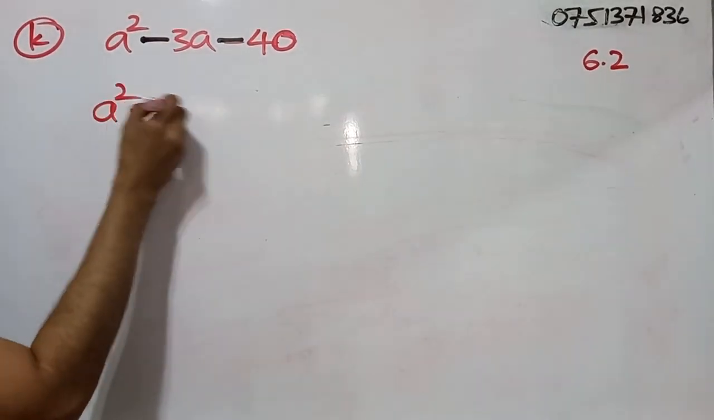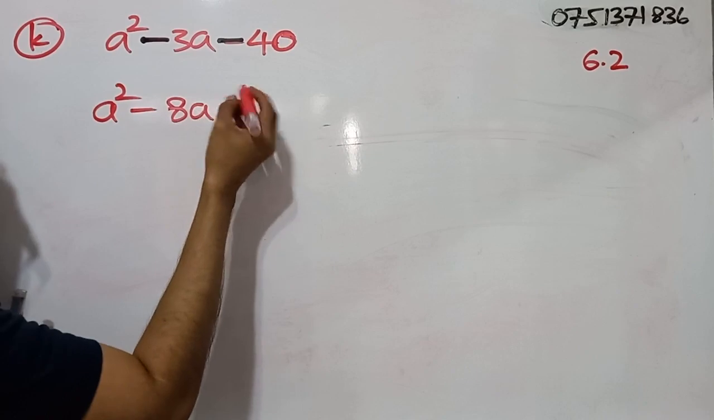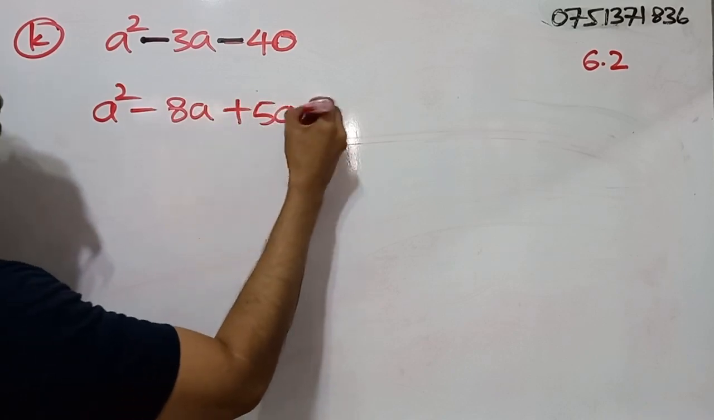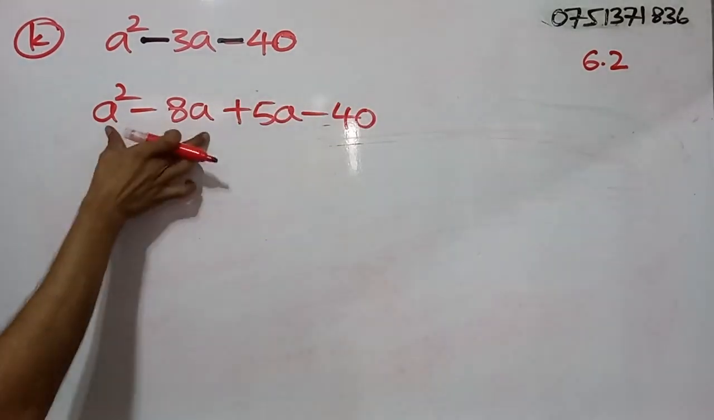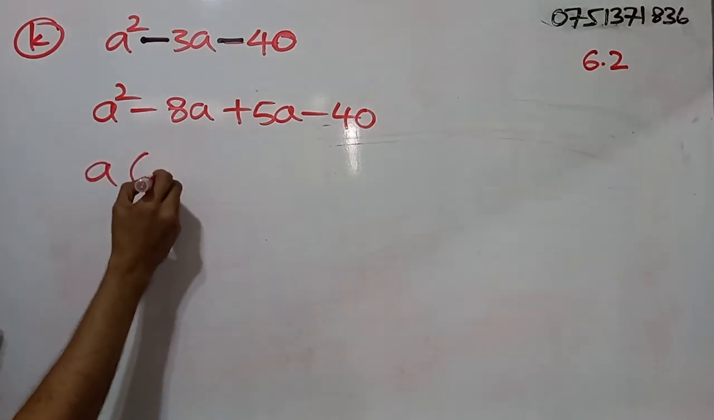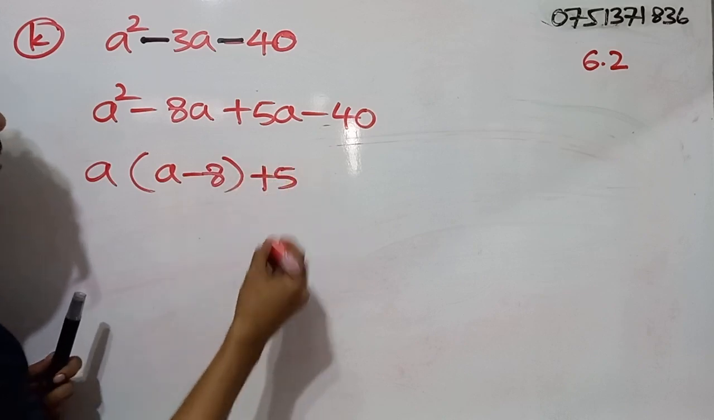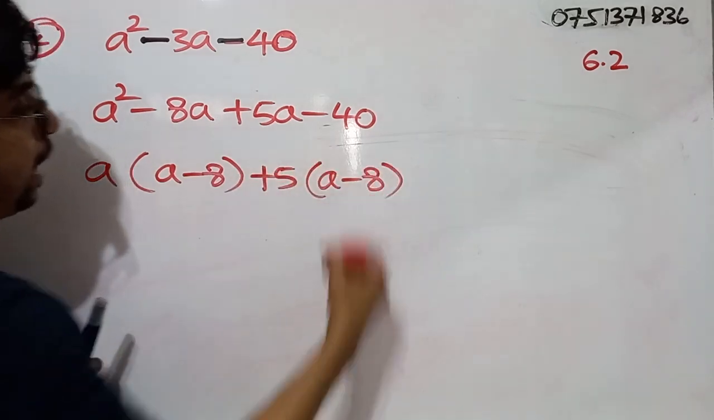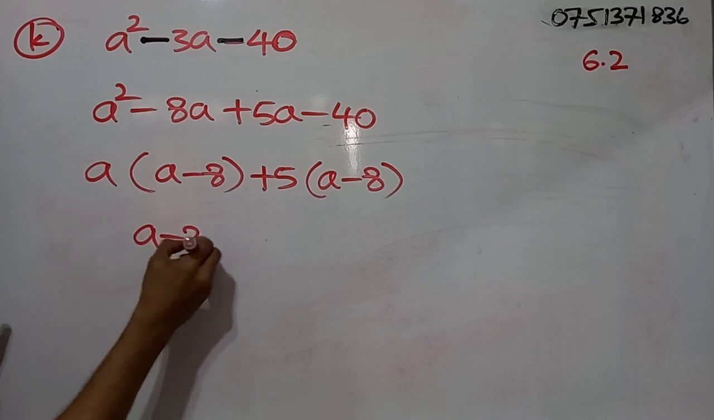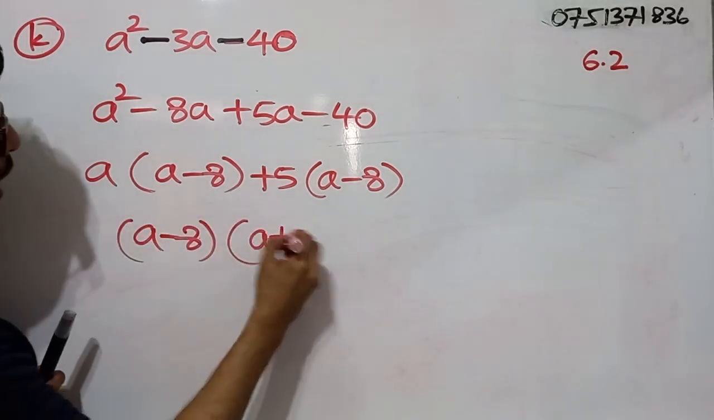So a squared minus 8a, right, plus 5a minus 40. Consider these two, common factor is a: a minus 8. Consider these two, common factor is what? Positive 5: a minus 8. So then a minus 8 and a plus 5.